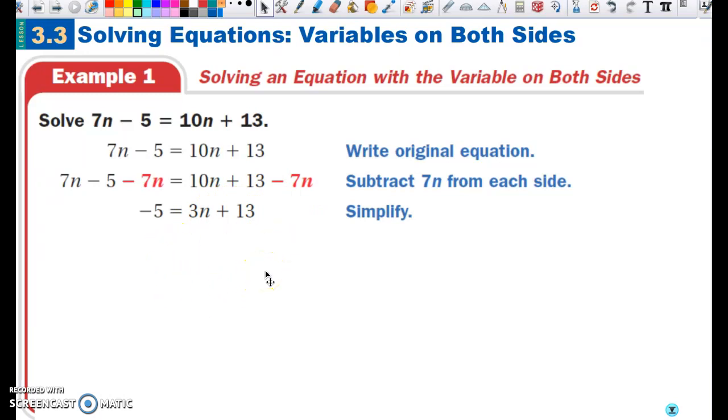Again, pause the video if you need to. Hopefully you understood why I did that. The goal, of course, is to solve for n. Get that n by itself, so no coefficient is by it, and I have no sum, difference, or anything else next to the n.